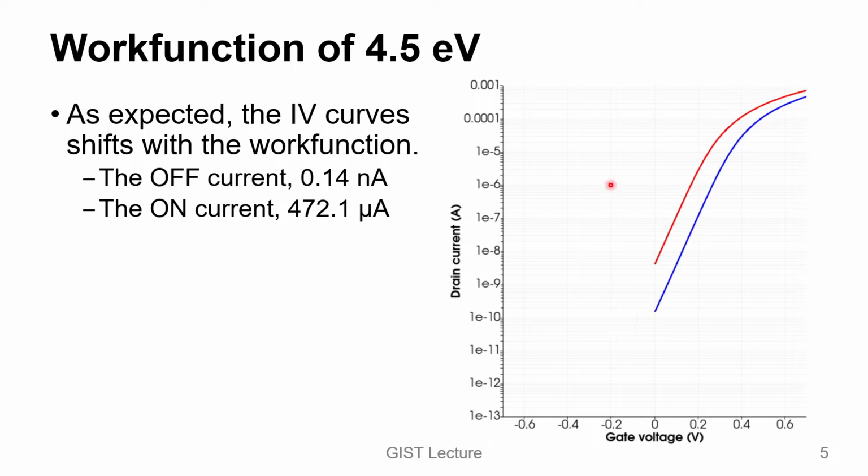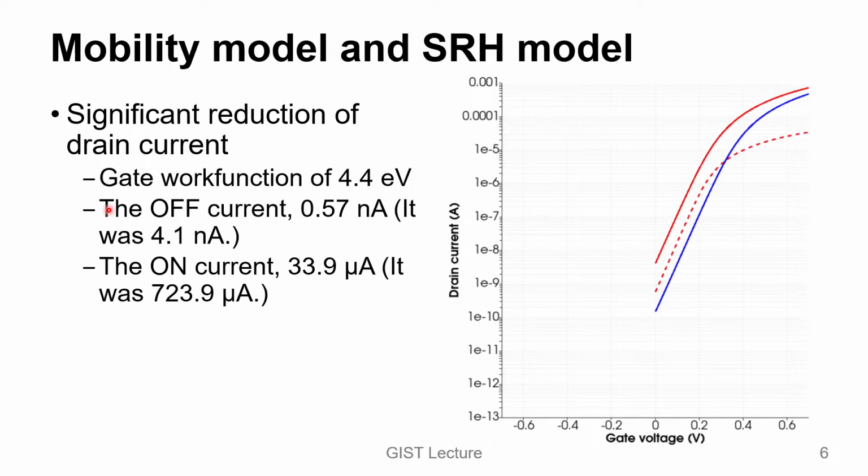So that is the case without any physical model, and now you can understand we can use this work function as a fitting parameter. Then let's go to the last figure we have in this lecture. When we introduce the mobility model and SRH model, how can you do that? Just reuse our previous example command file, then we can get this dashed red line.